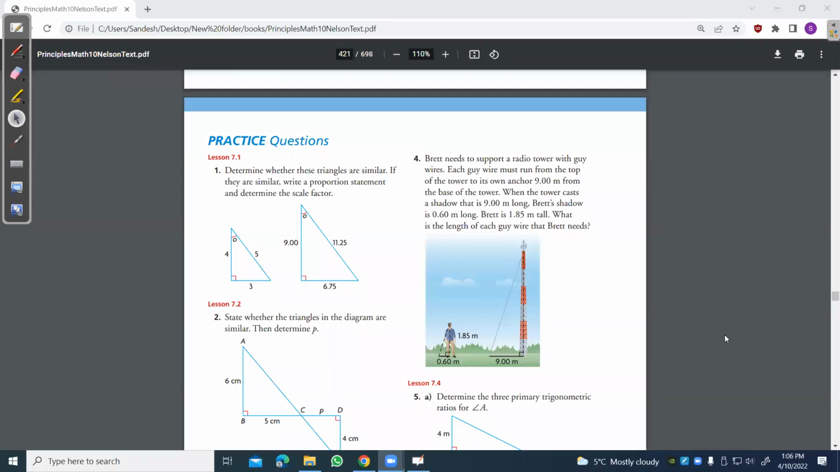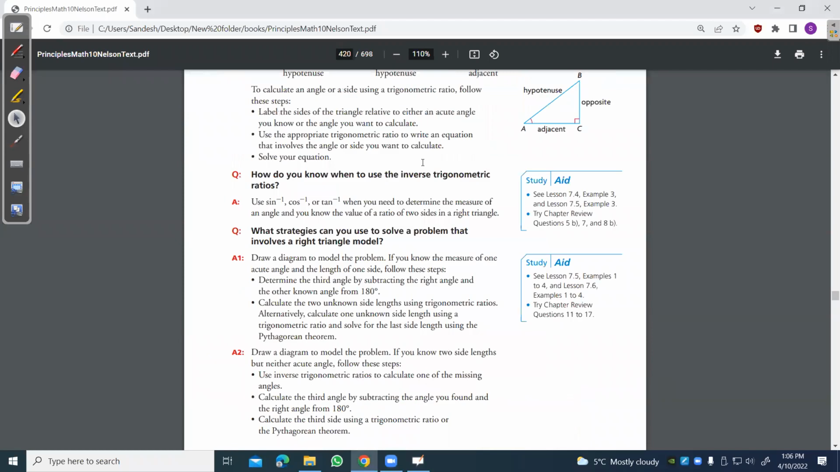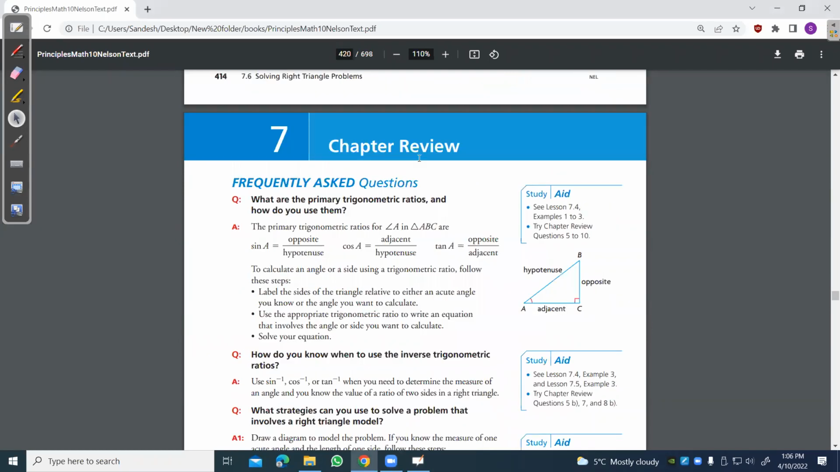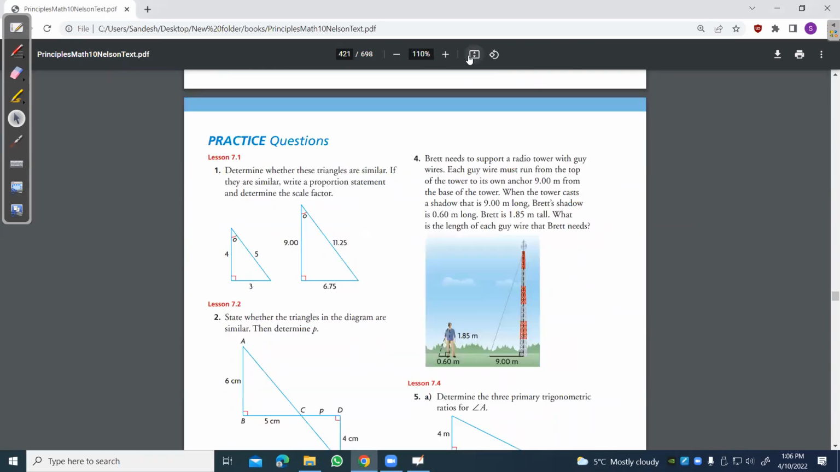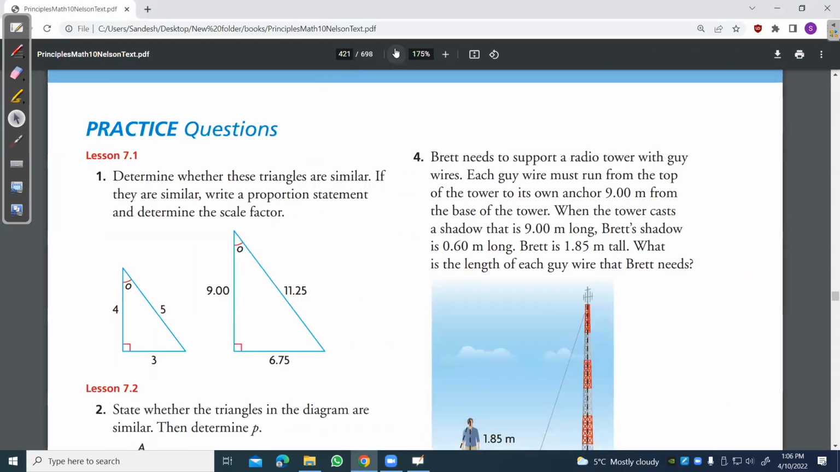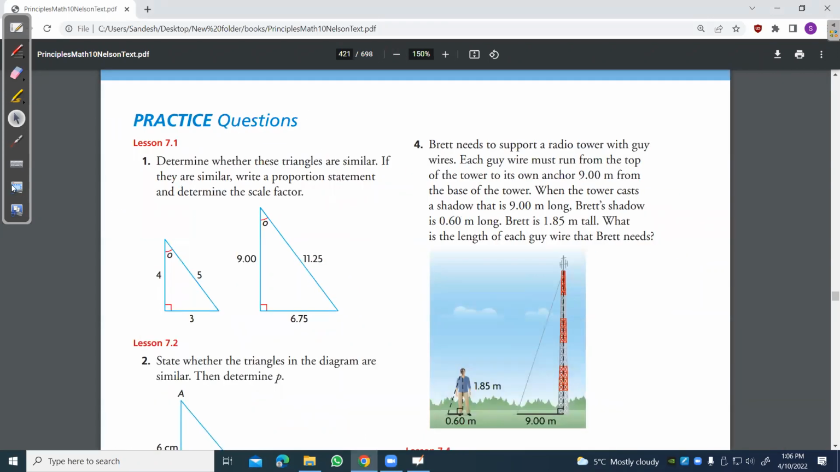All right, so we will just pick off where we left off yesterday. What were we doing yesterday, if you remember? We were just in the SOH CAH TOA stuff, yeah? And we were also doing the inverse, the second function of sine, cos, tan, and so on.